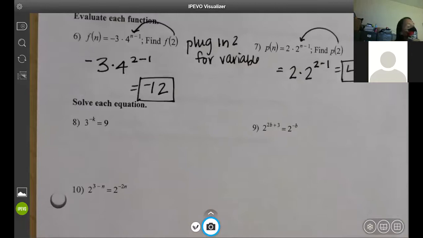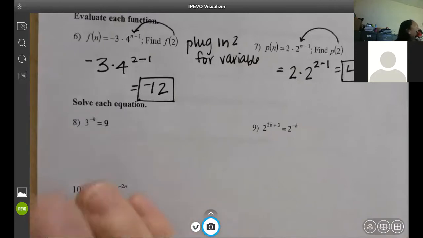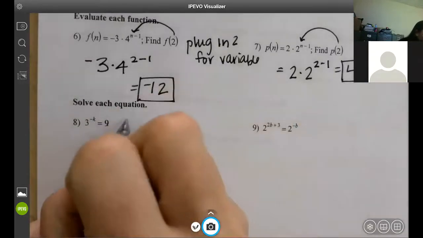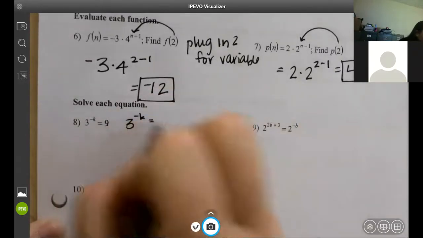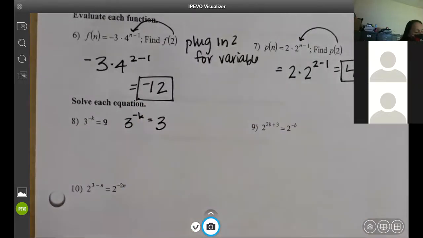To solve these equations, this first one, all you have to do is change your base of 9. We don't know how to do it any other way other than that. So how can I write 9 if I'm doing base 3? So 3 to the negative k is going to stay. 3 to the what gives me 9? 3. Not 3 to the 3. That's 3 times 3, but 3 to what power gives me 9?